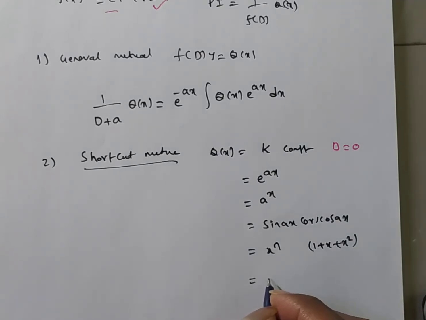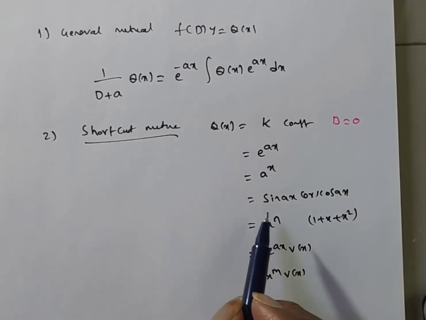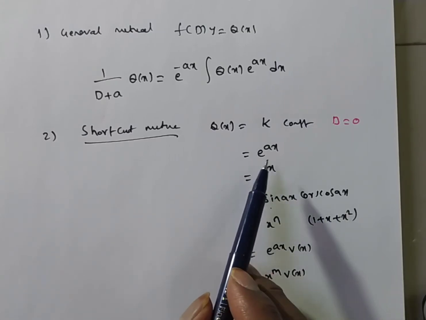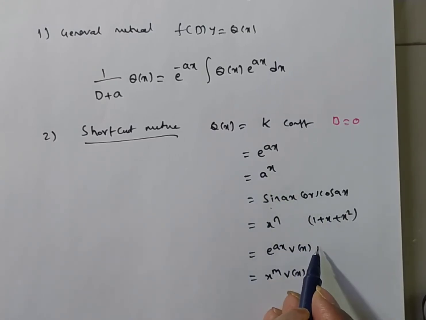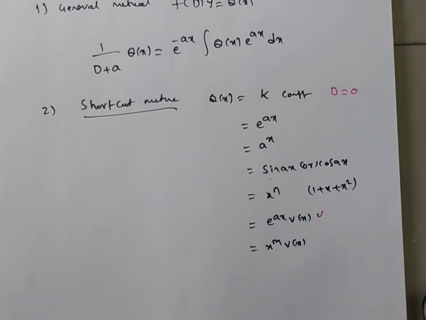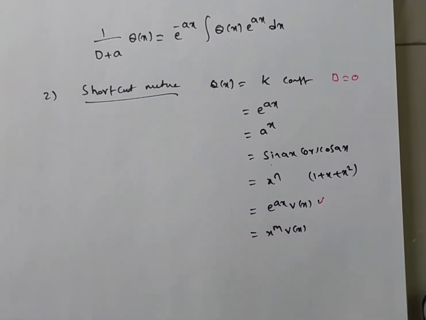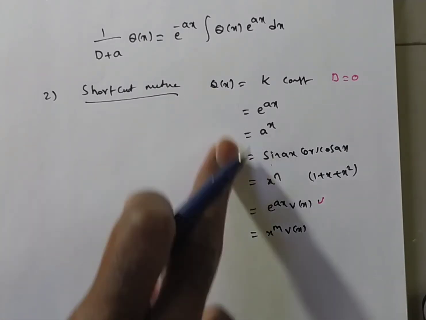Next, e power ax into v of x, where v of x is either sine or cos or a polynomial also. Next one, x to the power of m into v of x form. Here v of x may be sin ax or cos ax or e power ax. If e power ax is there, it is better to use the e power ax into v of x method. If sin ax or cos ax, then we can apply this method, right? These all we will discuss in the next videos in detail. So we can apply the shortcut method for all these problems.